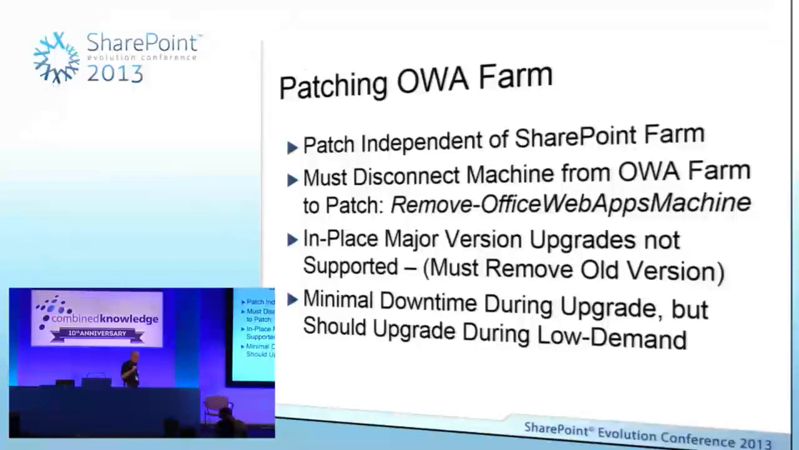You can remove a machine and then patch it and then put it back into the farm afterwards. So you have to remove it before you apply that patch. If it's a major upgrade, you have to uninstall the previous version. I'm not sure what the exact version is that's out there now, but let's say it's version 1.0, and a 2.0 comes out with major enhancements. At least at this point, we have to uninstall 1.0, then install 2.0 when we're adding that new major version. Minor versions are okay. Major versions require us to uninstall or reinstall.